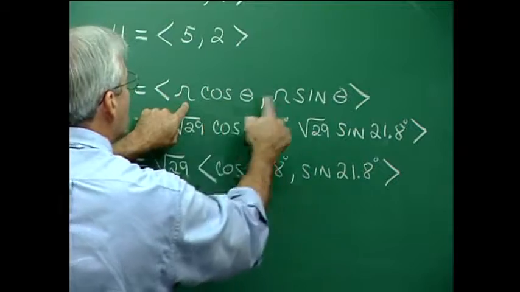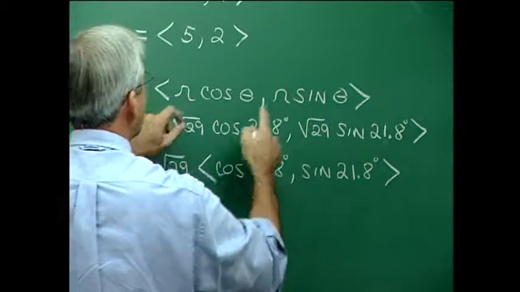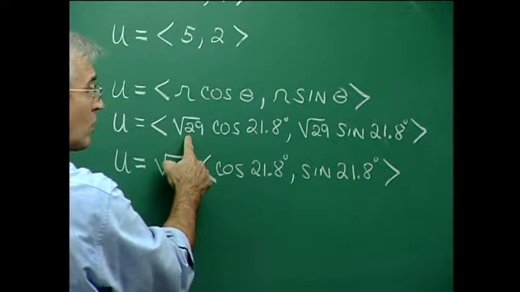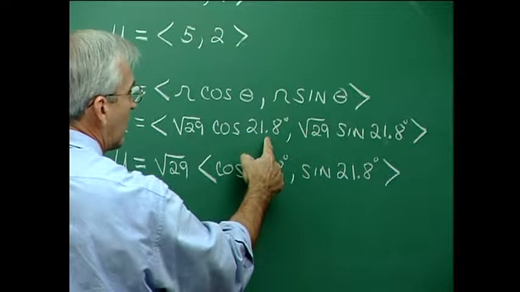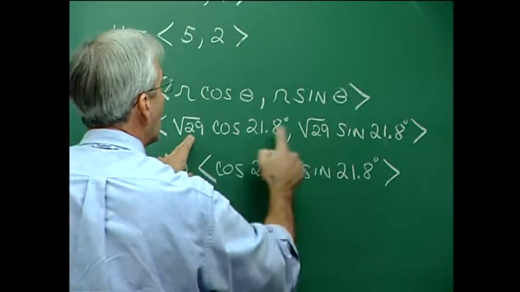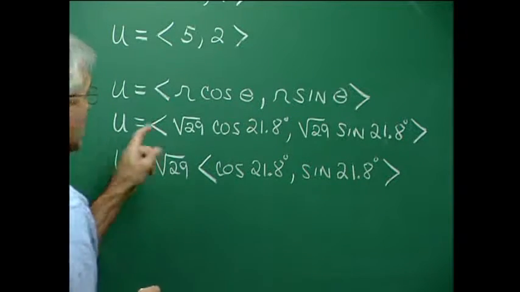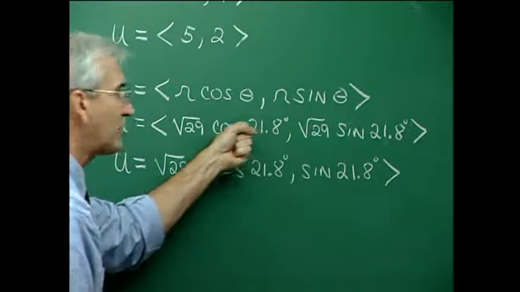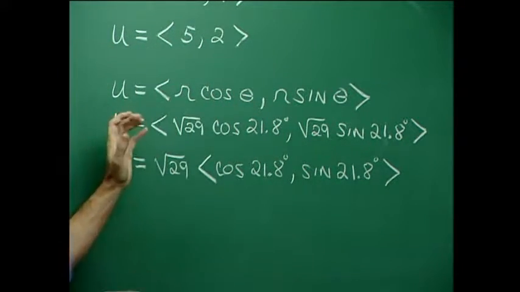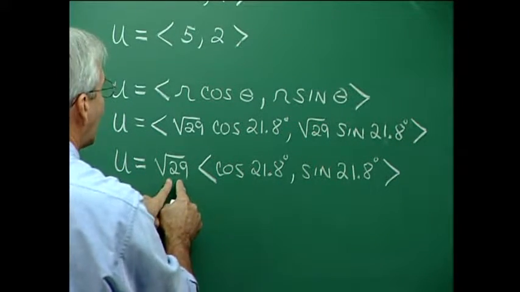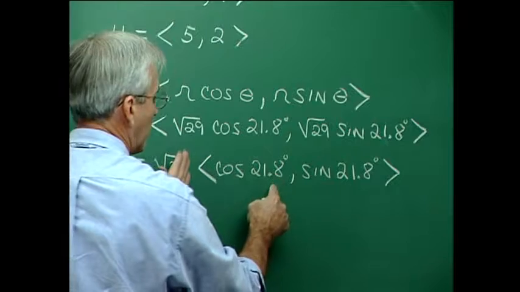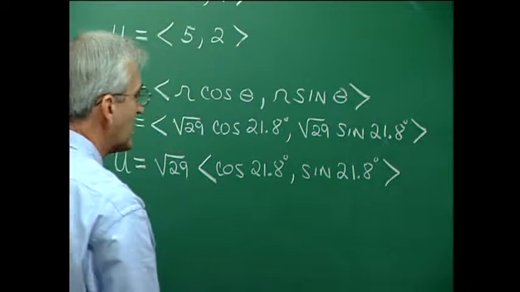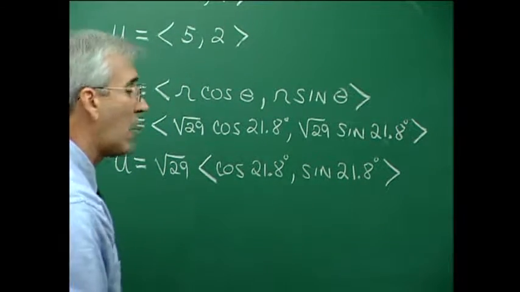But if we're writing the situation using this kind of designation, then we figured out that the magnitude of our vector u was the square root of 29, and the angle was 21.8 degrees. So we could fill in here for these two. I do want to tell you that we see the square root of 29 here and here, and we can factor that out of this notation and say this is the square root of 29 times ⟨cosine 21.8 degrees, sine 21.8 degrees⟩. This kind of brings us to the point of vector operations.